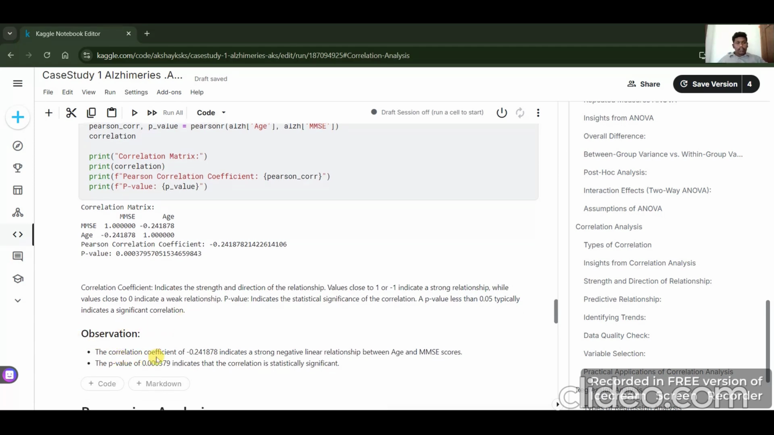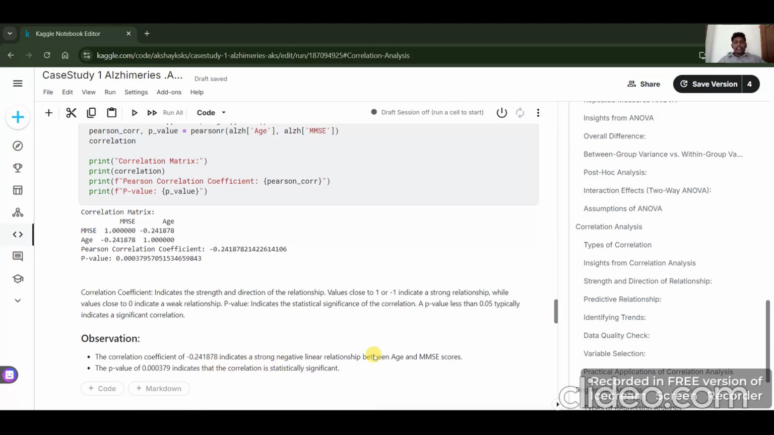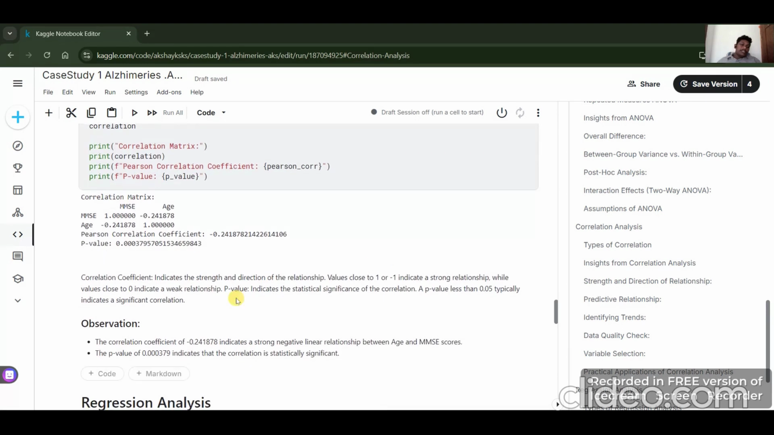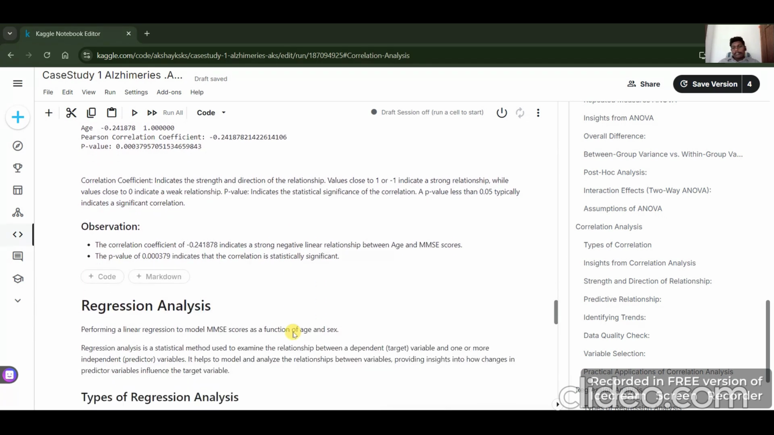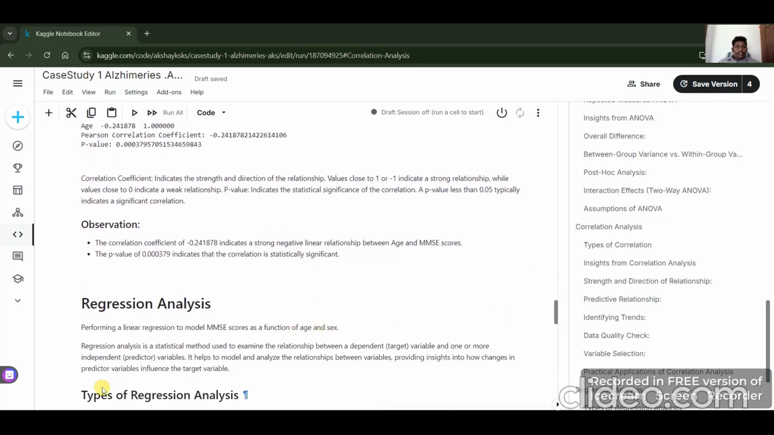Observation: the correlation coefficient of 0.24187 indicates a negative linear relationship between age and MMSE scores, and the p-value of 0.0000379 indicates that the correlation is statistically significant. Next, we will discuss regression analysis.